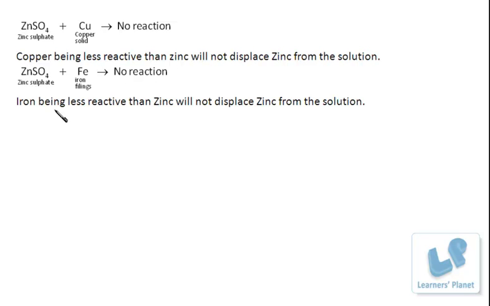So remember one most important point, that a more reactive element displaces a less reactive element from its salt. Right? So copper cannot displace zinc because copper is less reactive than zinc. Likewise, iron cannot displace zinc because iron is less reactive than zinc. Okay?